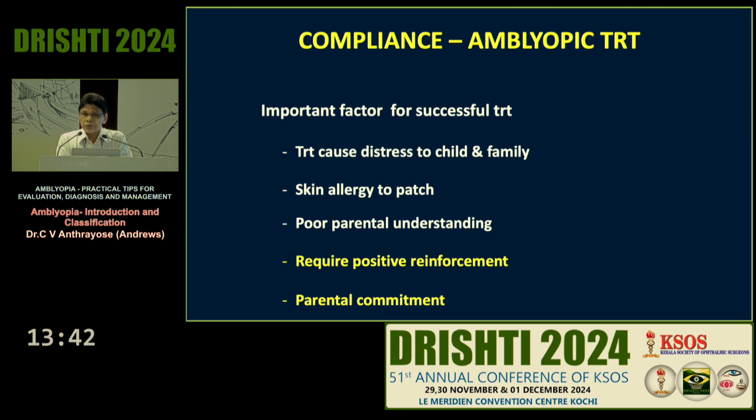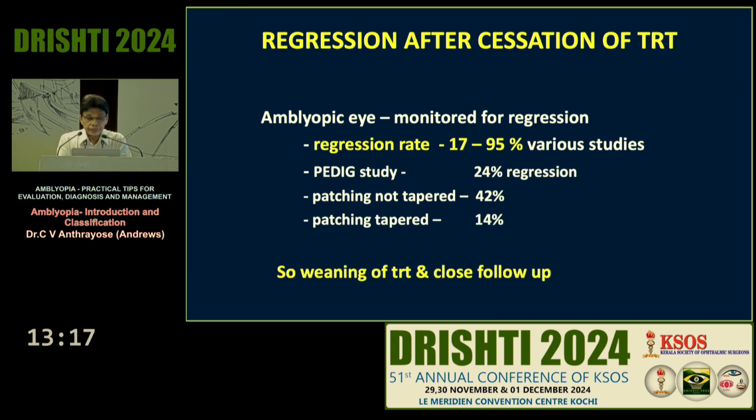Compliance with amblyopia treatment is most difficult because prolonged treatment causes distress to the child and the family. And too much patching and occlusion will cause skin allergy also. And there is poor parental understanding, because you have to explain to the parent that follow-up should be possible. That requires positive reinforcement and parental commitment. Regression after sessions of treatment is very common.